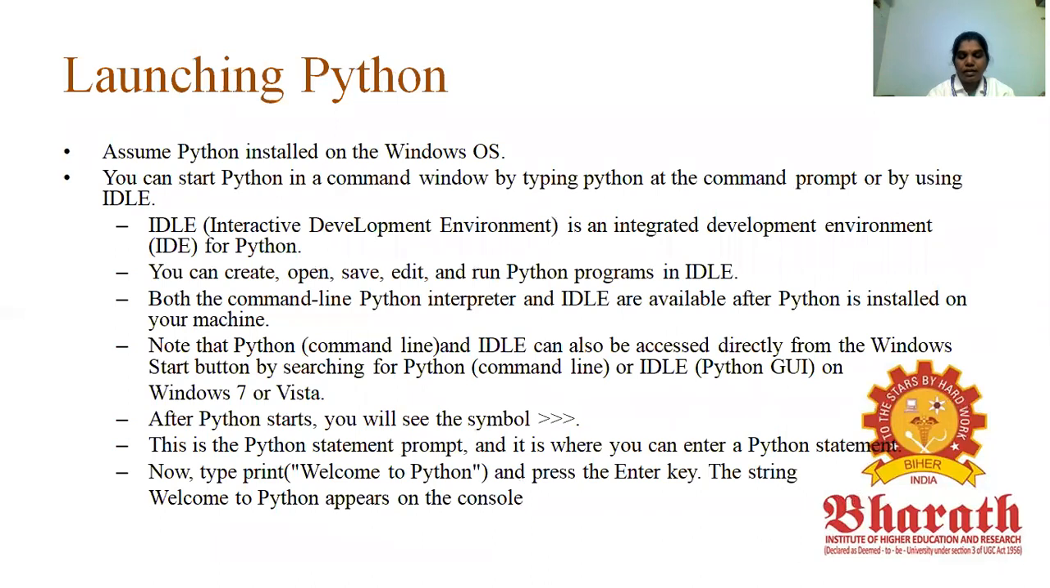First, install. How can you download the software? You can download the Python file from the official website, python.org. The recent version, 3.9, is available. You can download it and install Python on your machine.